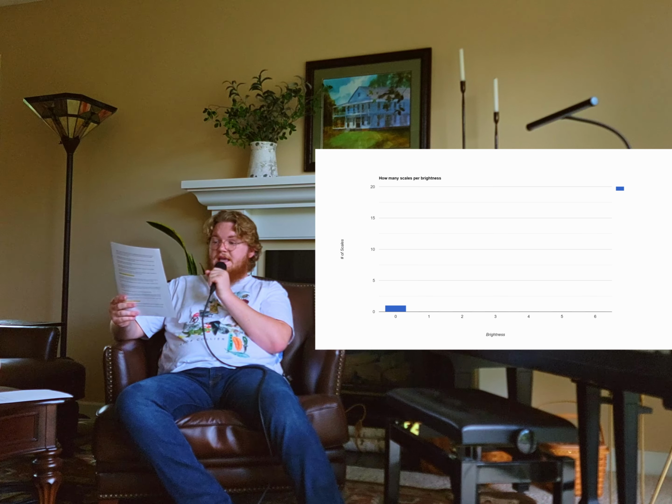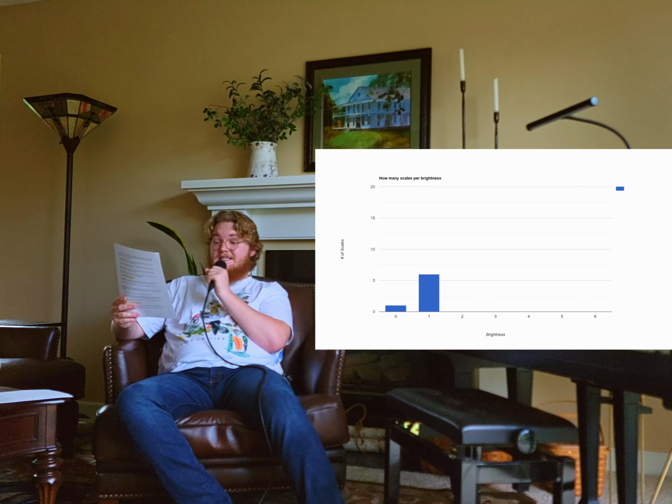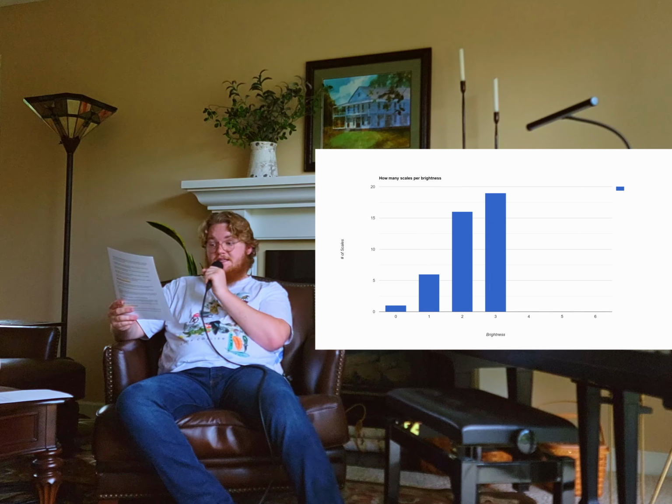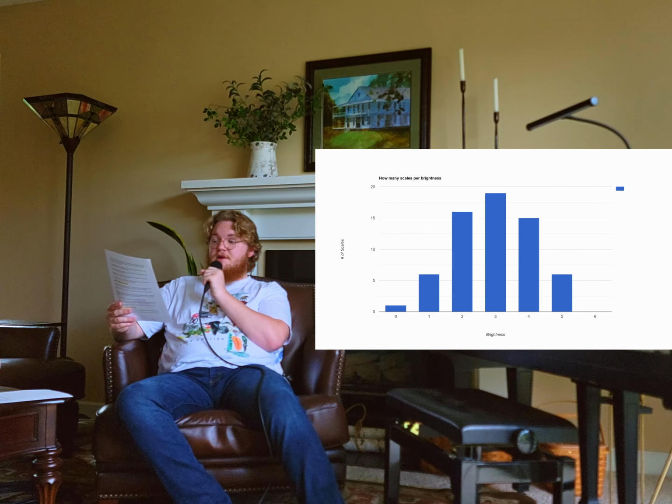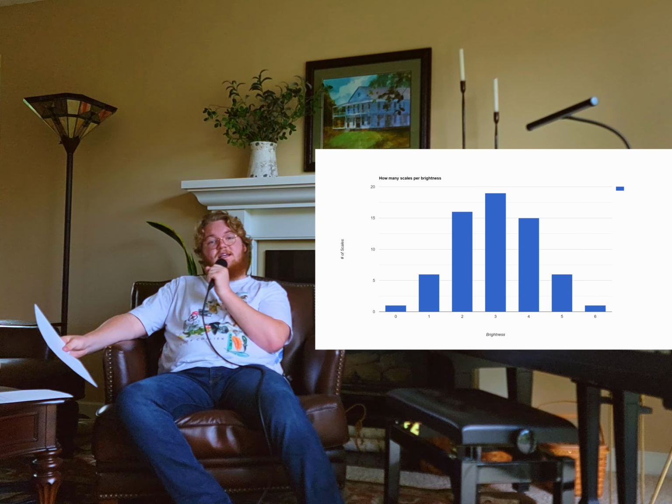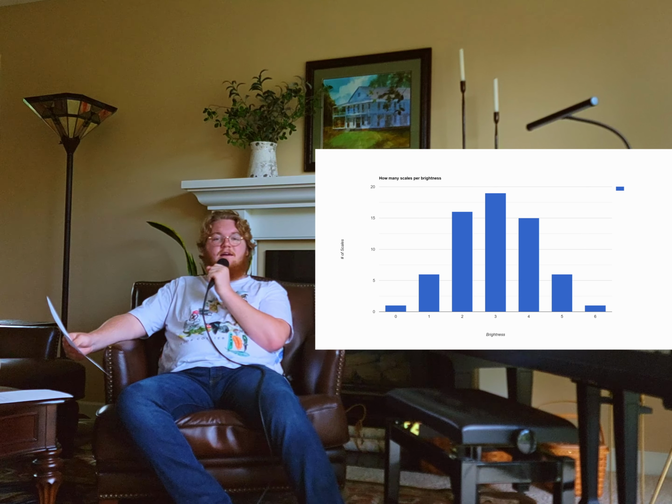Locrian is the only scale with a brightness of 0. There are 6 scales with a brightness of 1, 16 with a brightness of 2, 19 with a brightness of 3, 15 with a brightness of 4, 6 with a brightness of 5, and Lydian is the only one with a brightness of 6. Oh, look at that. It's the normal distribution.